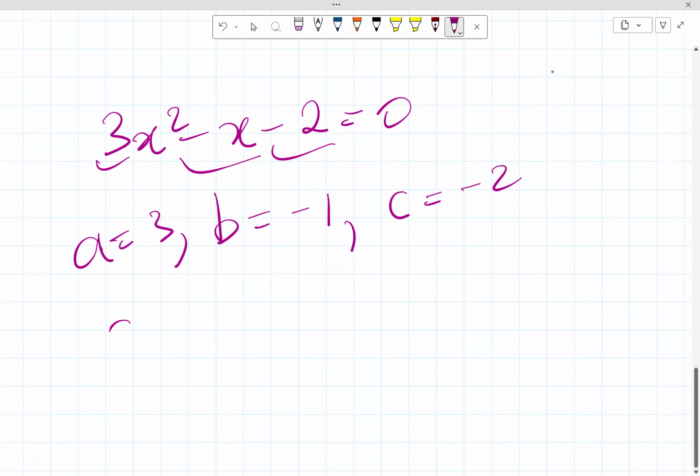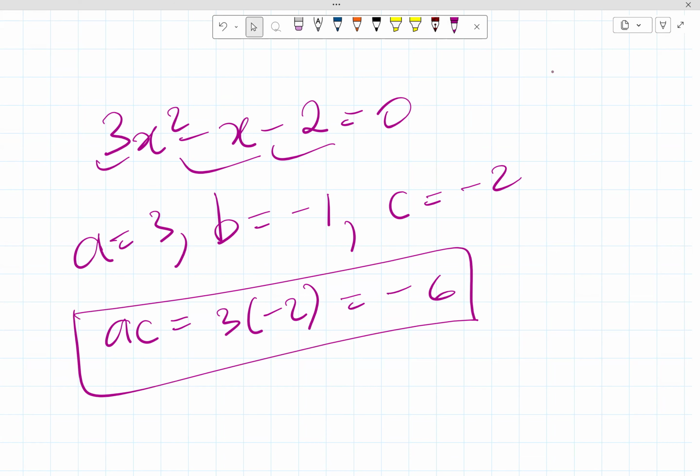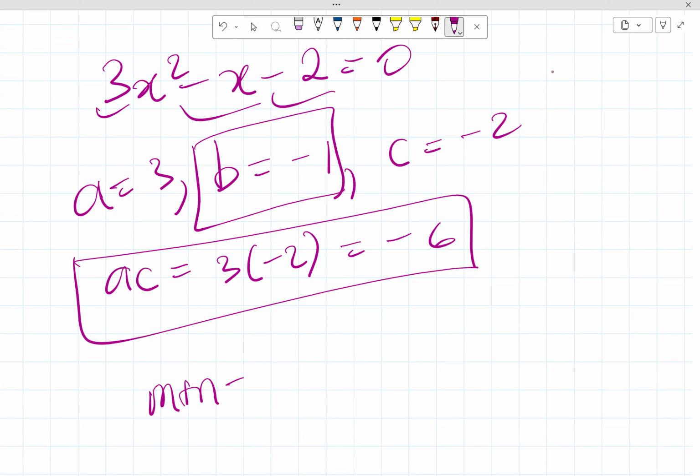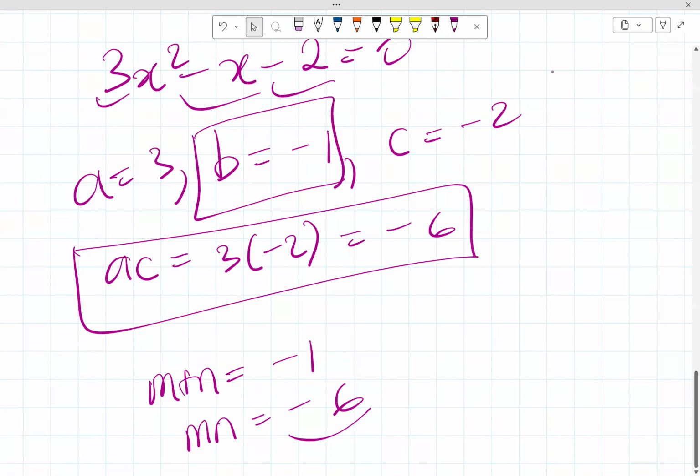So we need to compute AC. AC is 3 times minus 2, that is minus 6. Our focus now will be on B equals minus 1 and AC equals minus 6. We need two numbers, say m and n, that when we add, we get minus 1, and when we multiply, we get minus 6. They are usually factors of minus 6.